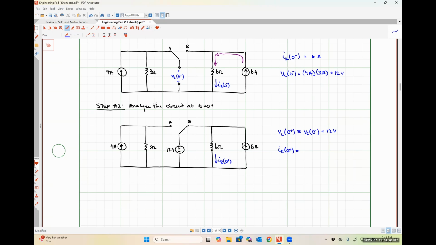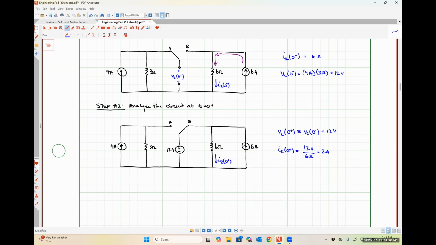We can do Ohm's law again. Yeah. So it's just going to be 12 volts divided by 6 ohms, which will be 2 amps. Is there any reason why the 6 amp source is not involved? So we know that the 12 volts representing the capacitor is in parallel with the 6 ohm resistor, right? So that means there's a 12 volt drop over the 6 ohm resistor.